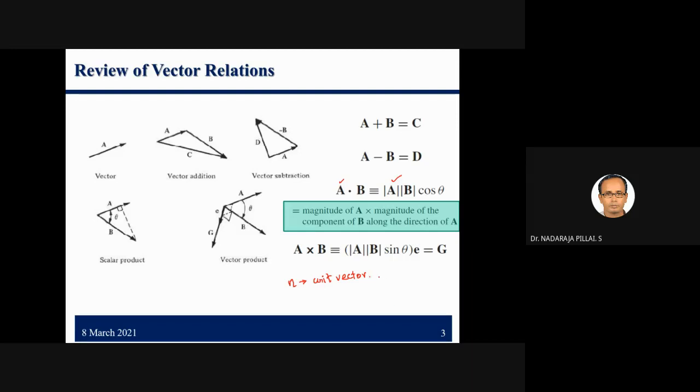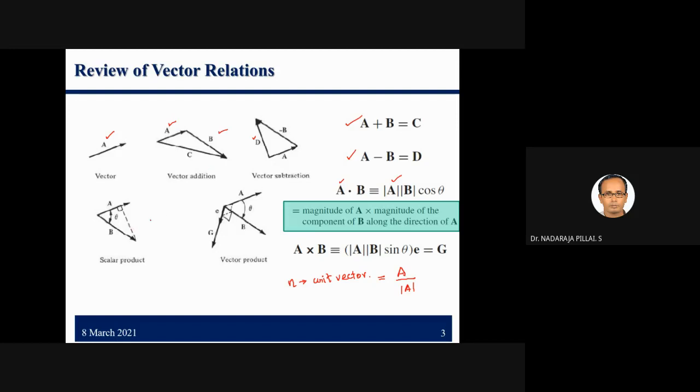Usually the unit vector is defined as A divided by the magnitude of A. We consider this as the unit vector n, and its direction is equal to that of A. Now let us consider vector addition with vectors A and B: A plus B is equal to C. In the other way, vector subtraction: A minus B is equal to D.